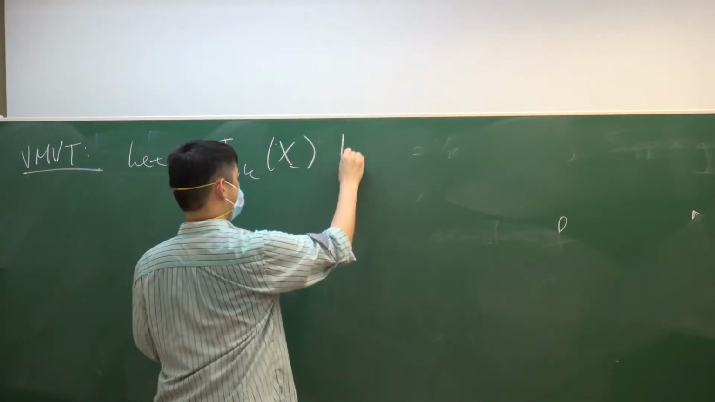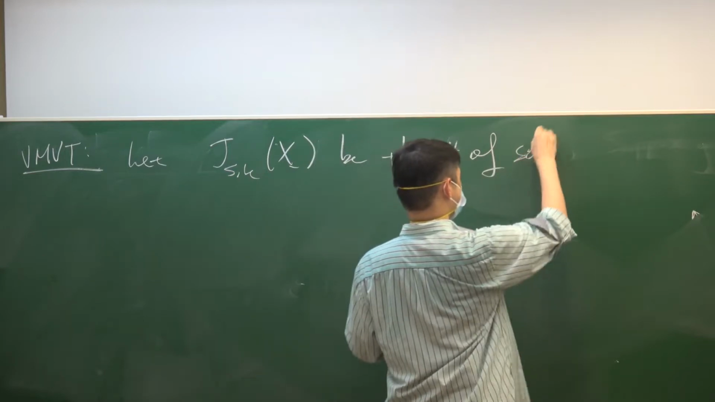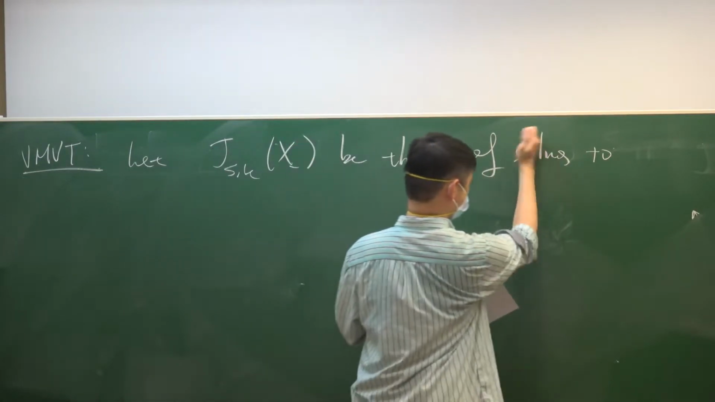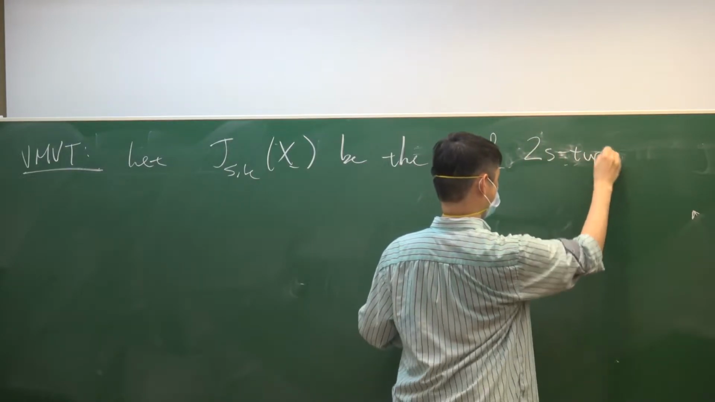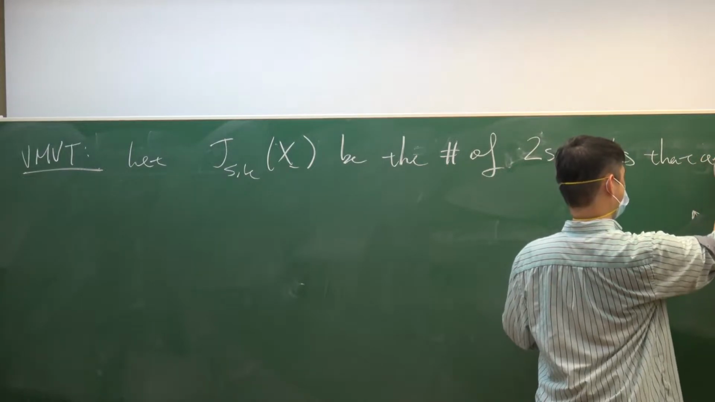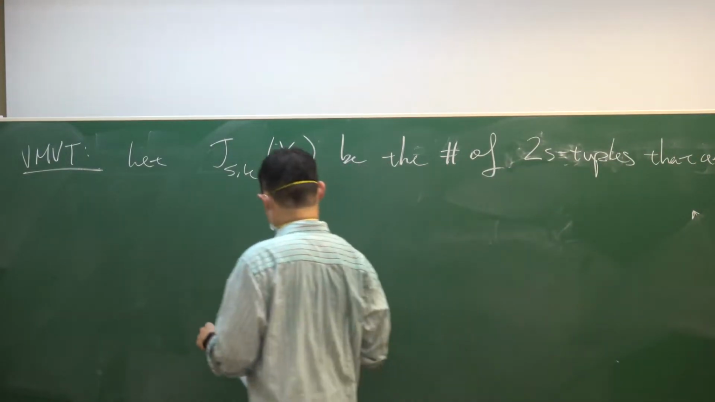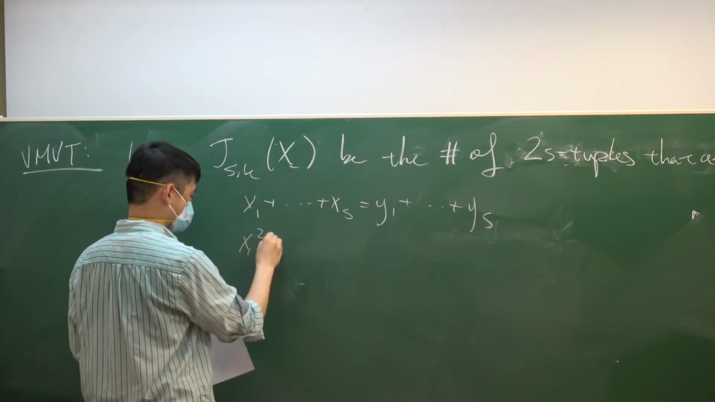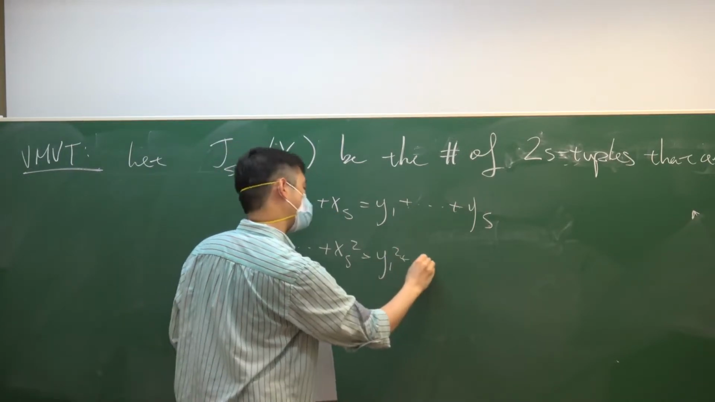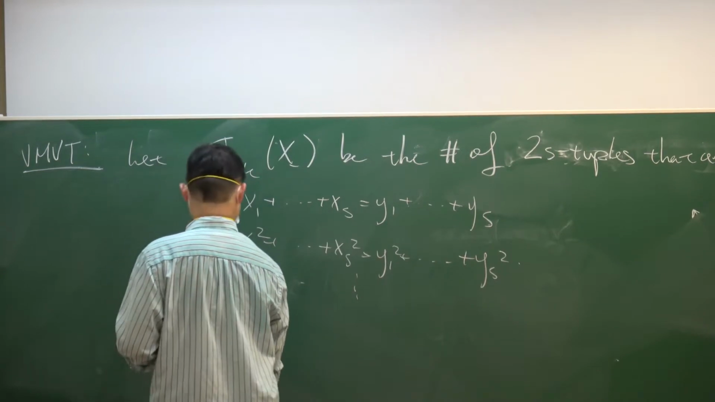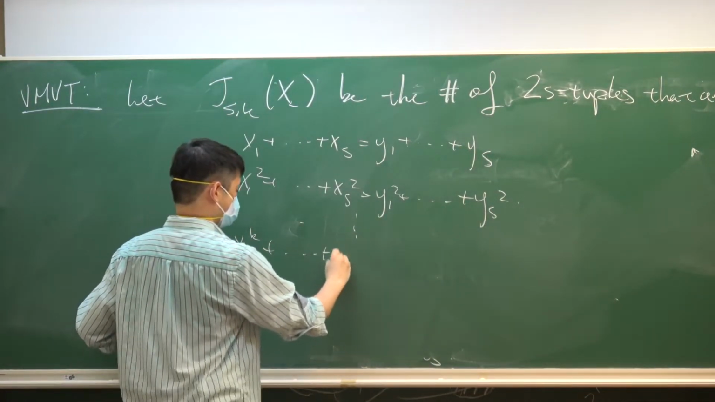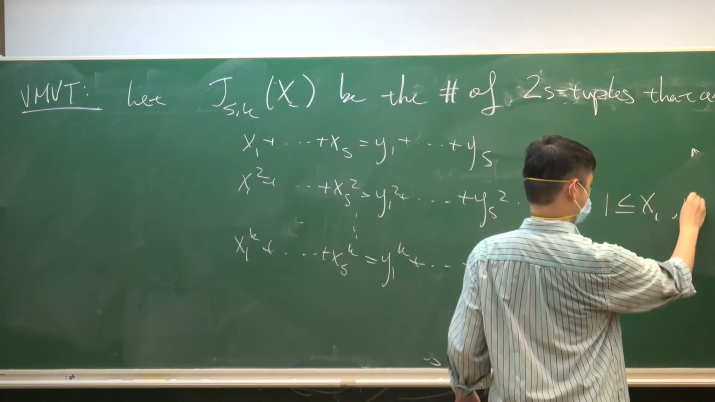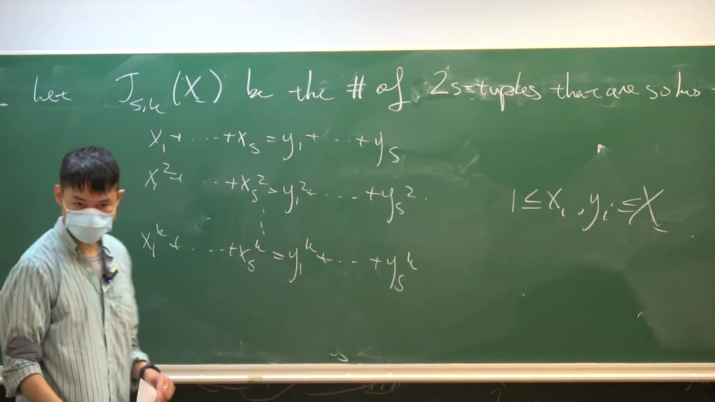So we're going to let J_{s,k}(x) be the number of 2s-tuples that are solutions to x_1 + ... + x_s = y_1 + ... + y_s, x_1 squared + ... + x_s squared = y_1 squared + ... + y_s squared, and we go all the way down to x_1 to the k + ... + x_s to the k = y_1 to the k + ... + y_s to the k, where all the variables lie between 1 and x. Or any interval of size x.